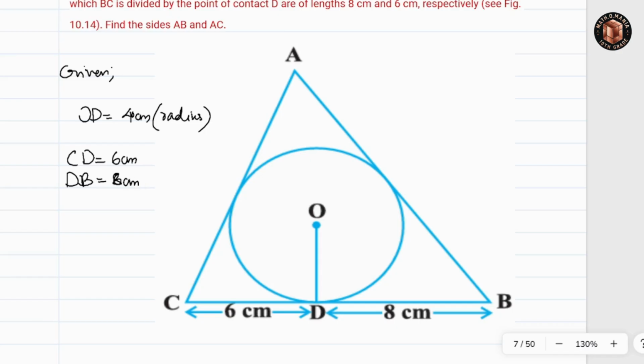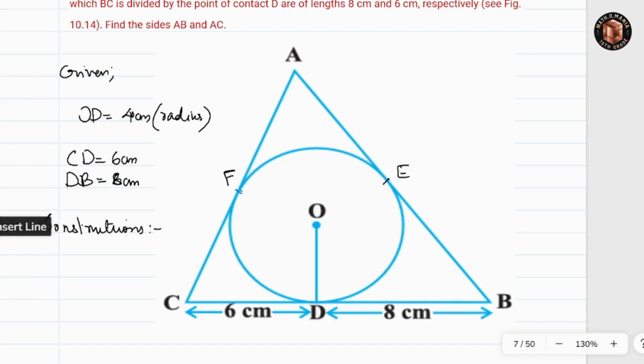Now I need to do some constructions here. What are the constructions that I'm going to do? First, I will find the point of contact of the tangent AC and the circle. That is this point, and I will mark that point as point F. And here also I will find the point of contact of the circle and the tangent AB, and I will mark it as point E.